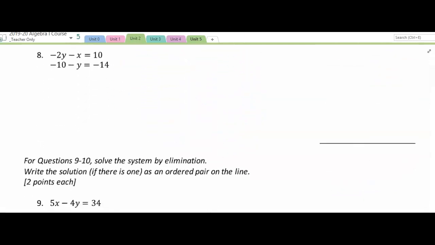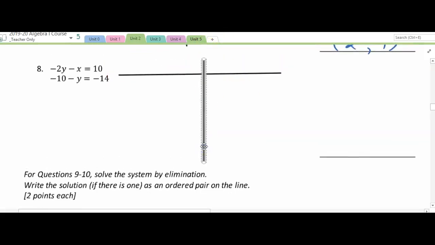Let's try the next one. I'm going to make a chart again. I'm going to write both equations. Now, unfortunately, none of my variables are isolated. So I can choose any of them to solve for. I'm going to choose this y value right here to get by itself.